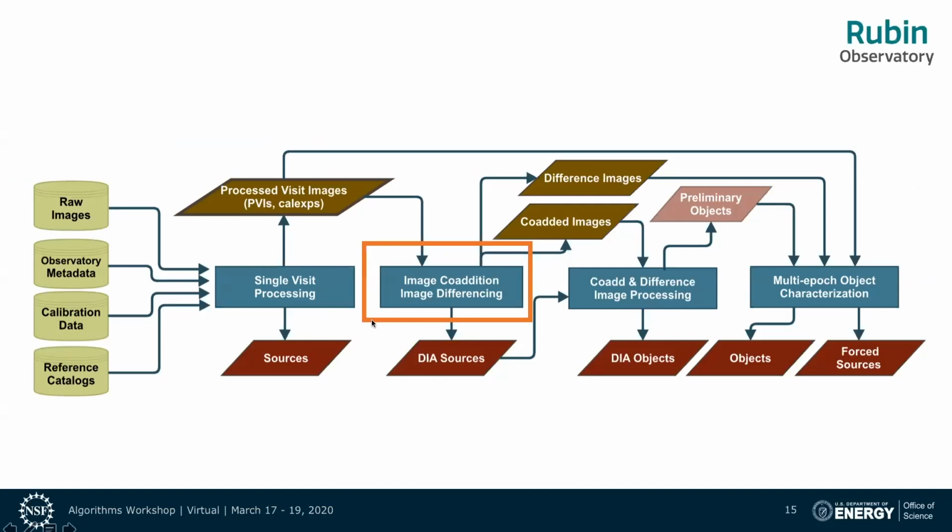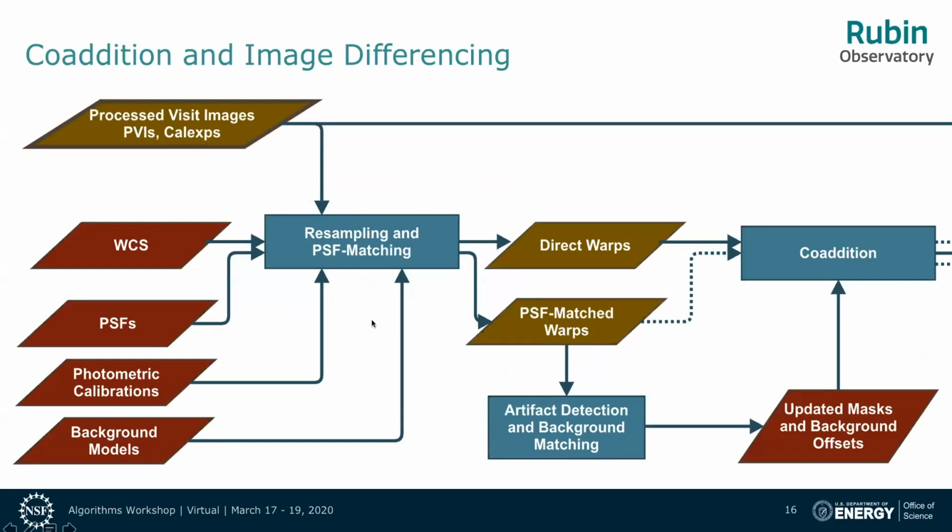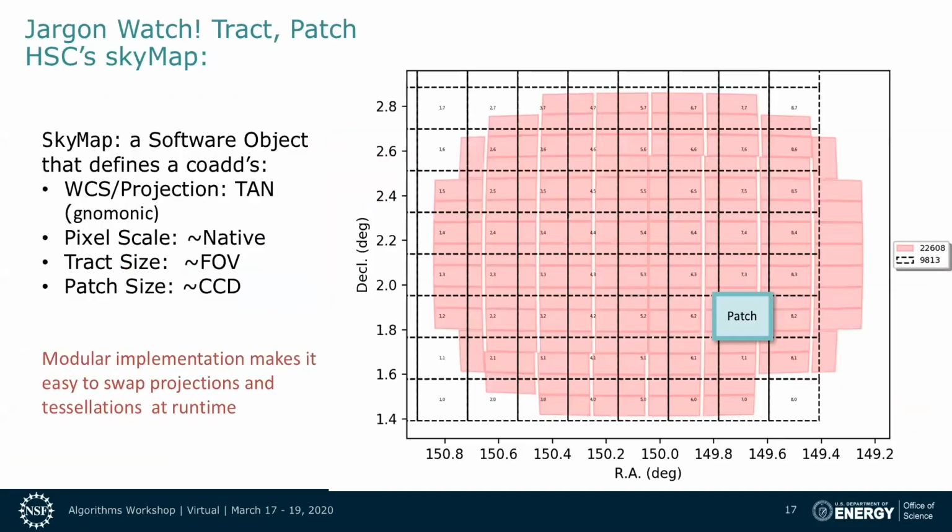With those in hand, the next stage is image coaddition and image differencing. The first stage in coaddition is resampling to a common projection. You're going to hear us refer to tracts and patches a lot. These are how we pixelate or tessellate the sky in our coadd projection. It's defined by a software object called a sky map, where you can specify the projection, the pixel scale, the tract scale, and the patch size.